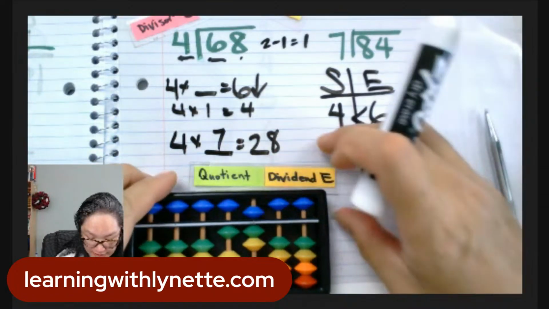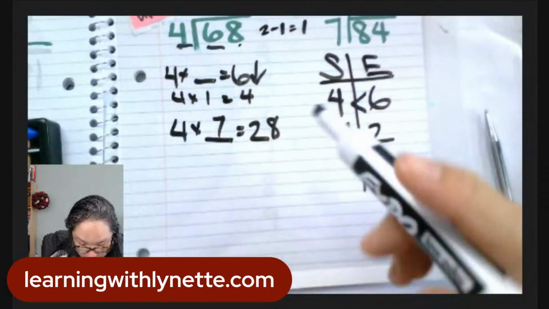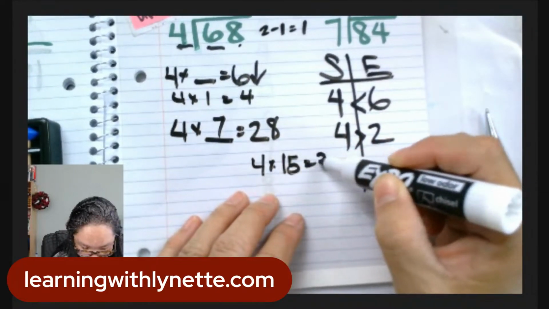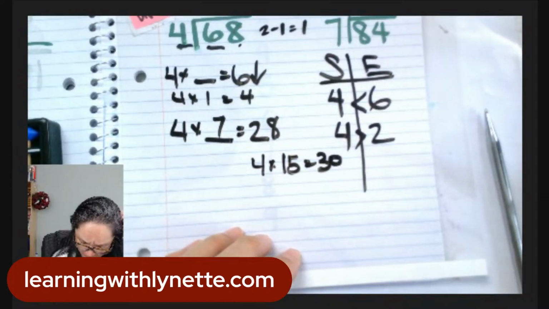Right? Which is very different than, well, 4 times 15 is equal to 30, right? Is that right?